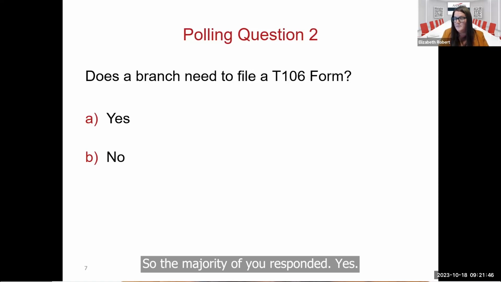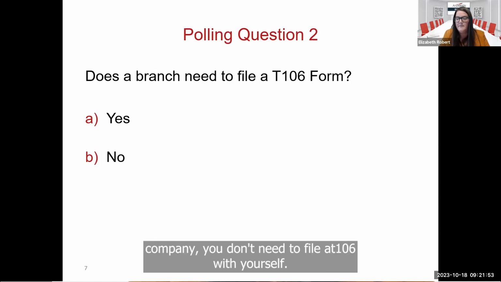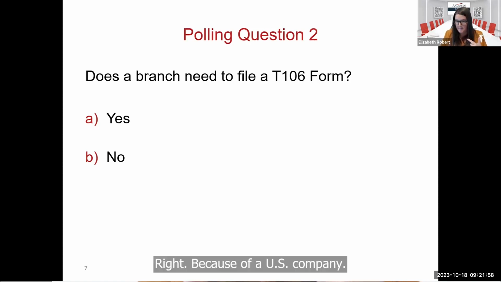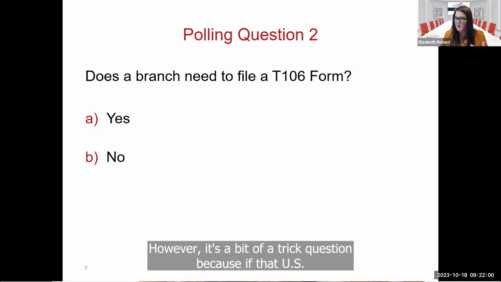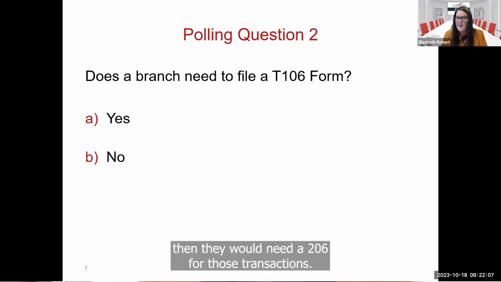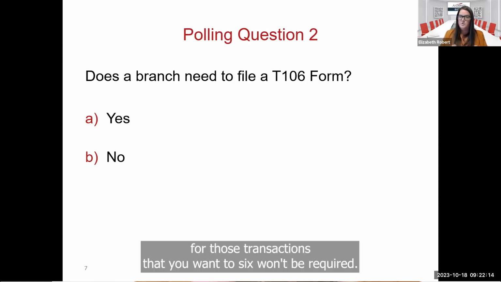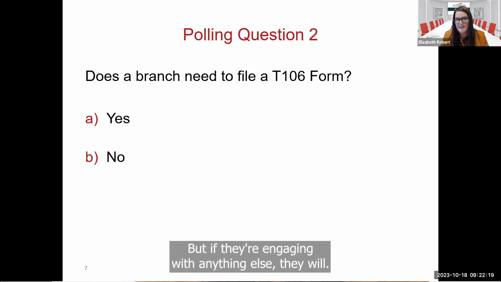So the majority of you responded yes. So in actuality, if you're a branch of a US company, you don't need to file a T106 with yourself, right? Because of a US company. However, it's a bit of a trick question, because if that US branch is transacting with other entities, then they would need a T106 for those transactions. But if they're transacting with themselves for those transactions, a T106 won't be required. But if they're engaging with anything else, they will.